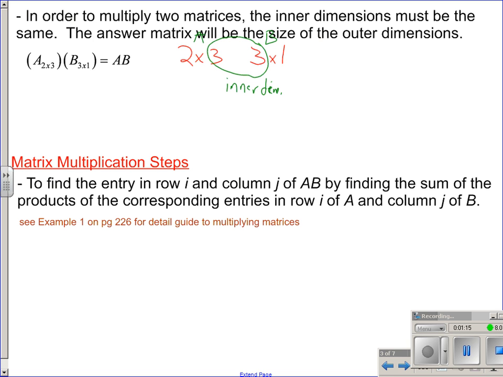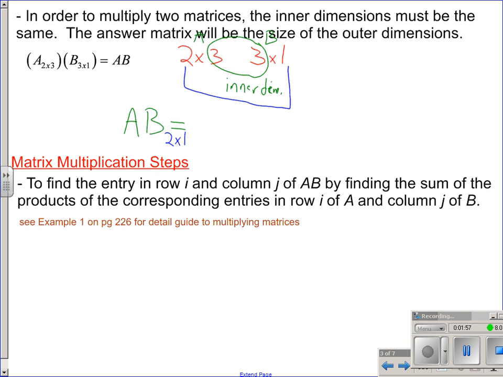The answer matrix, when we multiply these two matrices together, is called A times B. The size of this answer matrix is the outer dimensions, 2 by 1. So AB is going to be a 2 by 1 matrix. That's the idea of the outer dimensions. Every time you go to a problem and want to multiply two matrices together, you have to check the inner dimensions to know if you can do the multiplication. If the inner dimensions are the same, great, you can do the multiplication. The answer is the size of the outer dimensions. So always have to check that.